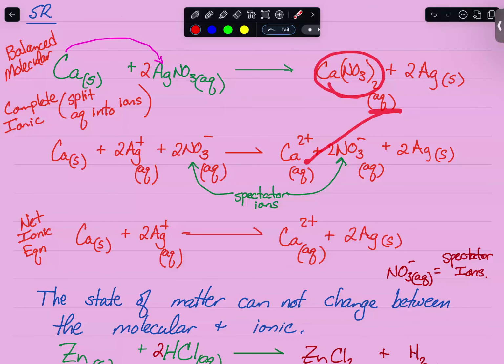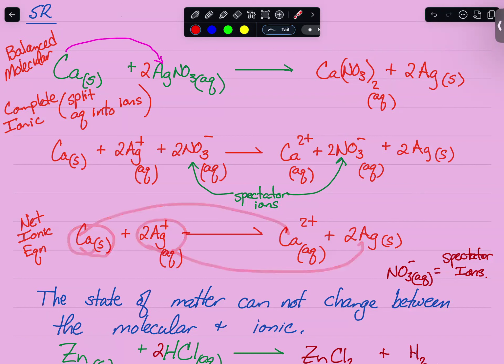Silver is a solid, silver is a solid. The states of matter don't change. All we're doing is trying to represent the calcium dissolved and the silver precipitated. It came out of solution.